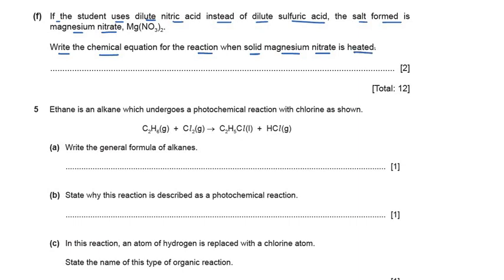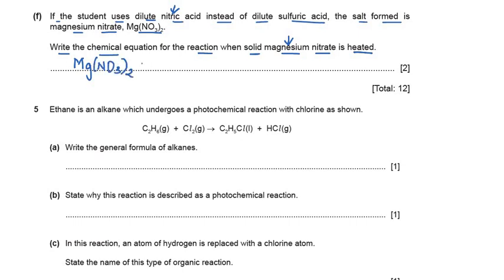Now I have seen students getting confused at such a point where they might write an equation between dilute nitric acid and magnesium forming magnesium nitrate, as we had earlier written with the sulfuric acid. But here, reread the question. We are told to write the heating of magnesium nitrate, and we need to write the chemical equation. So we are actually writing the thermal decomposition reaction for magnesium nitrate.